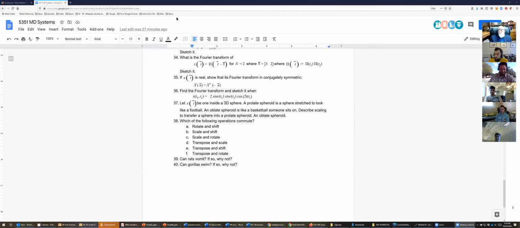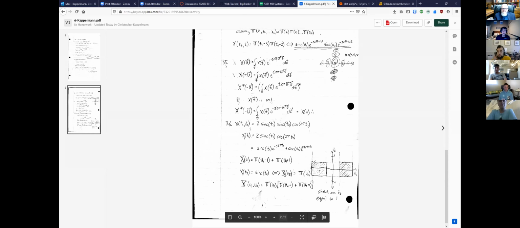I will unshare my screen. Okay, can you guys see this? Yes. Okay, so 35. We start with the definition of the multidimensional Fourier transform, which is just this right here. Then we can negate u. Oh, I'm sorry, I did the wrong one. I was on the wrong one.